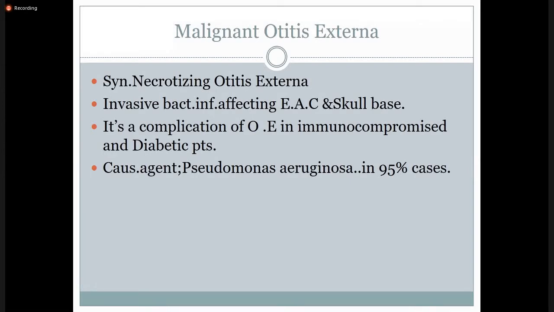Why? What is otitis externa? It's the inflammation of the mucosa of the external ear. But if the patient is immunocompromised or has uncontrolled diabetes, then malignant otitis externa can occur. The causative agent is Pseudomonas aeruginosa. You must know that Pseudomonas aeruginosa is a gram-negative bacterium, and in 95% of cases of malignant otitis externa, this is the main culprit. This is the main organism involved.